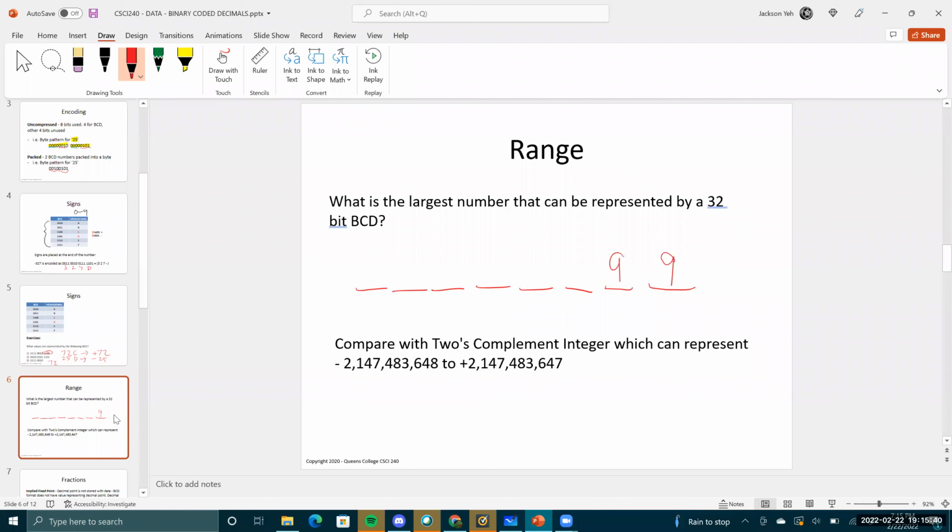9. Okay. So when everything is set to 9, your largest value is 99,999,999. So let's just round it up, add 1 to it. So this is approximately 100 million, correct? So the largest value is, you can represent 0 through 100 million.